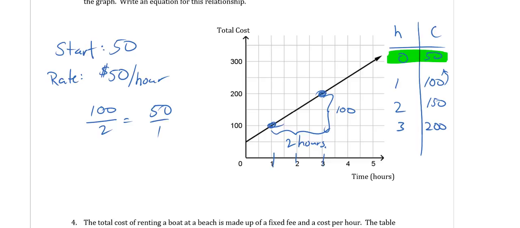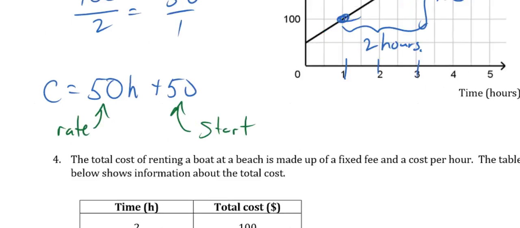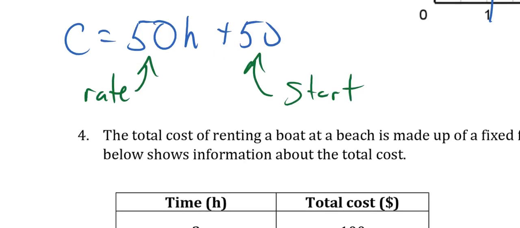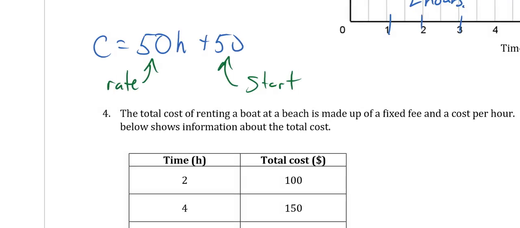Go ahead. This one's easy because even if you got the 50s backwards, you'd still get the right answer, right? But this is the start. And this is the rate or the change. That could be a really useful thing to write down like that, reminding yourself what goes where. Everybody okay?